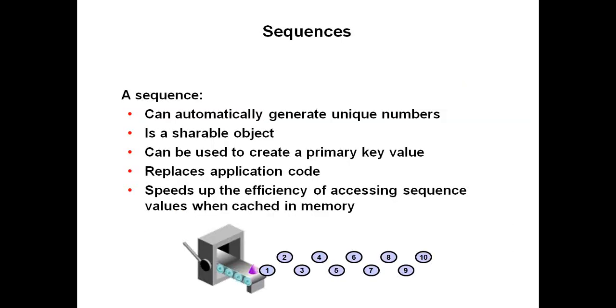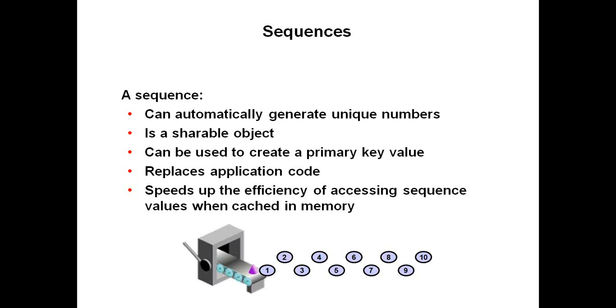Then we have sequence numbers. The English word itself tells you that a sequence is nothing but a continuous number generation, a continuous process. You can refer to the points in the sequence over here. A sequence is an automated process to generate unique numbers, and a sequence is a shareable object.